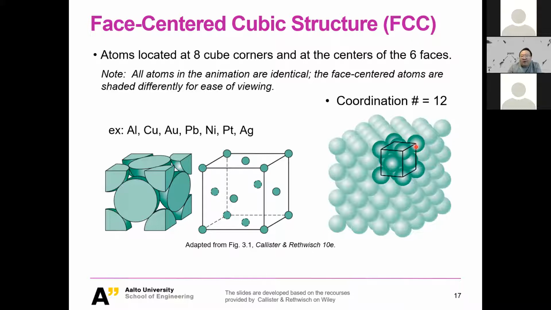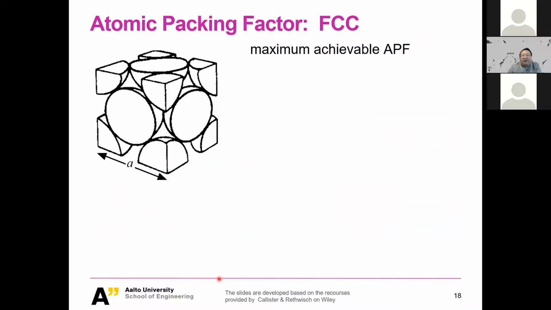More importantly, we need to know how many atoms there are per unit cell, and I'm giving you the answer directly. We have 6 half atoms, as you can see. The face atom is shared with another unit cell, so that's why it's half. And we also have 8 corners of 1/8. Basically, this gives us 4 atoms per unit cell. Now you got it? Good.